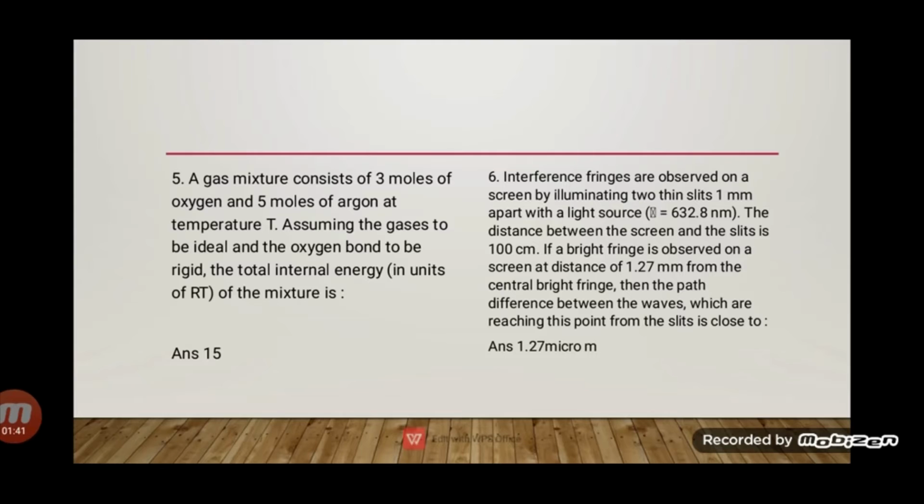You can check your OMR because the OMR has been released by the NTA.